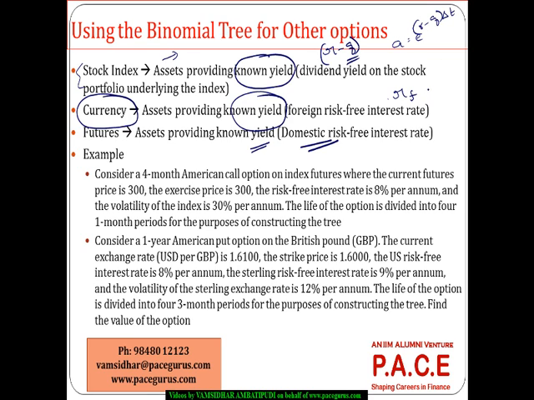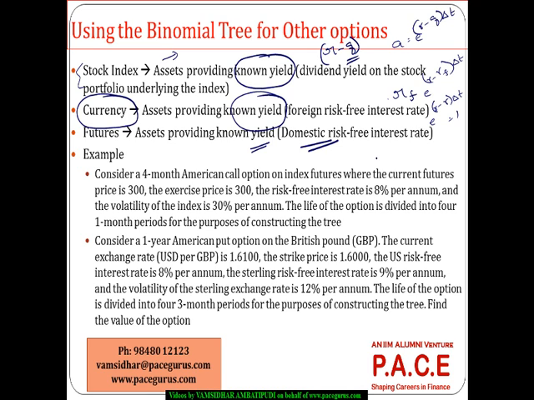In case of currency, we call it e to the power of (r minus rf) times delta t, whereas in case of futures, it becomes e to the power of (r minus r) times delta t. That's where we make it equivalent to 1.